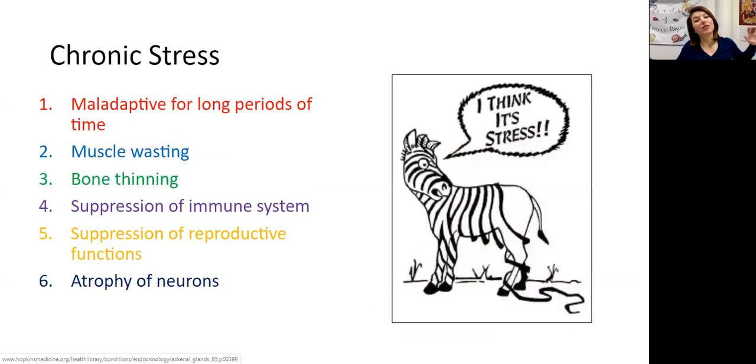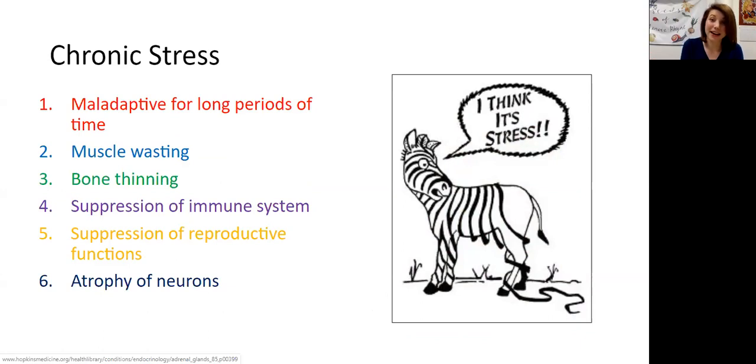All right, so chronic stress. This is stress for more than just a moment, right? This is when you are constantly having a stress response. So this is not adaptive for long periods of time.